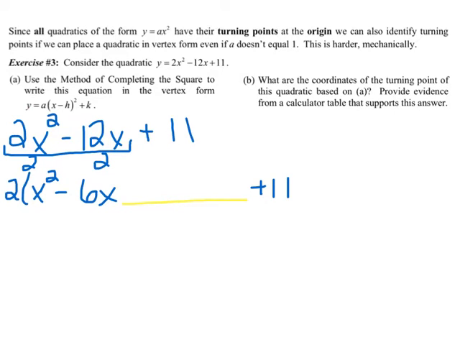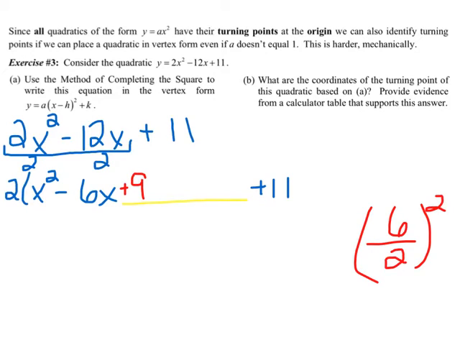Off to the side, I would like you to figure out what my c is going to be. So that means, if you remember from yesterday, I take my b, which is 6, I divide it by 2, and I square it. So 6 divided by 2 is 3. 3 squared is 9. So I'm going to plug that plus 9 in right there. But we have to be careful. And I'm going to put this in blue.